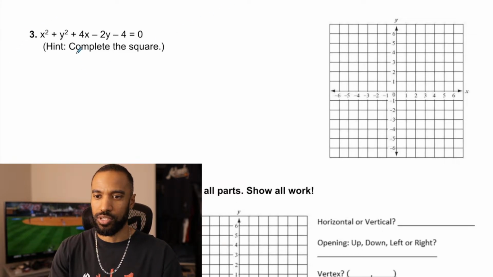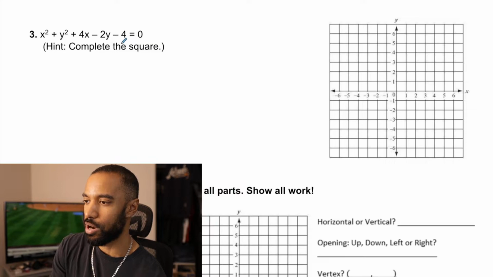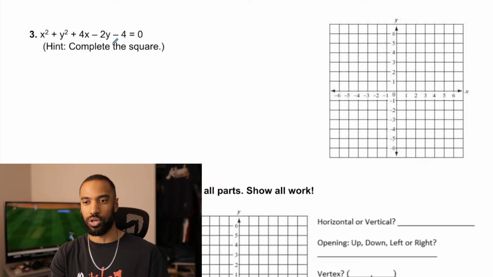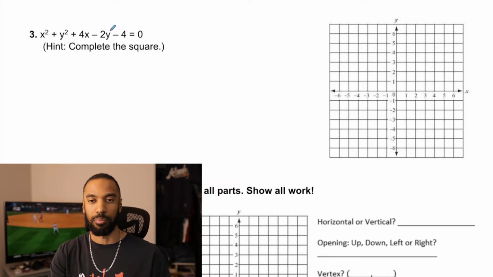Goodness, and I'm 40 minutes in. Let's find the same instructions. Find the equation, do the circle. But this time we need to find the equation to get the information.